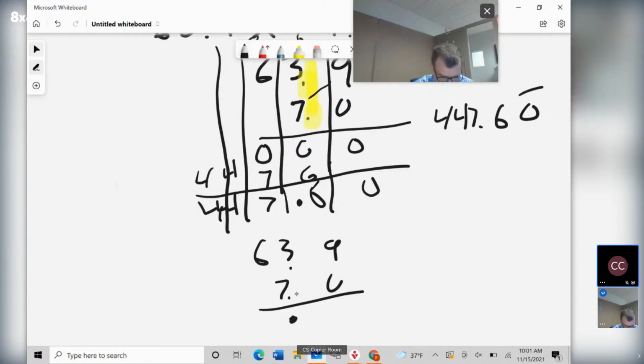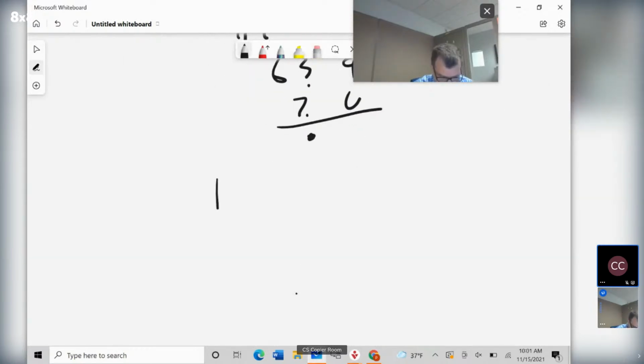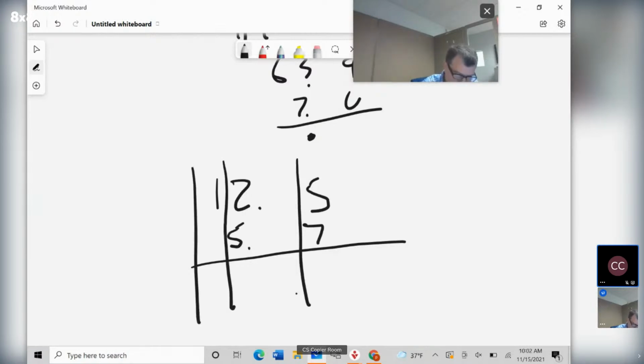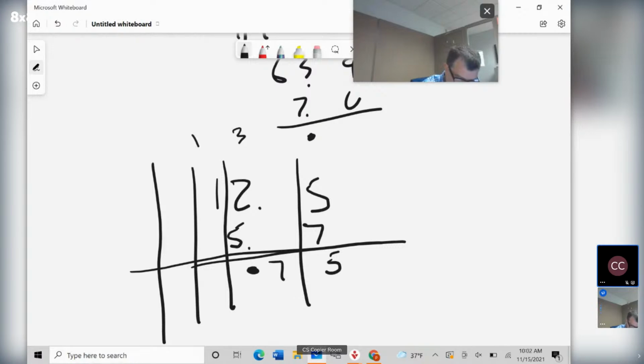So let's do another one here. Let's say we have 12.5 times 5.7. Okay, and I want to put the columns in. I'll put one extra one in just in case. Remember, the decimal is going to go right there. So we have 7 times 5 is 35. So I want to carry the 3. 7 times 2 is 14. Plus 3 is 17. Then we want to carry the 1. And then 7 times 1 is 7. Plus 1 is 8. Okay.